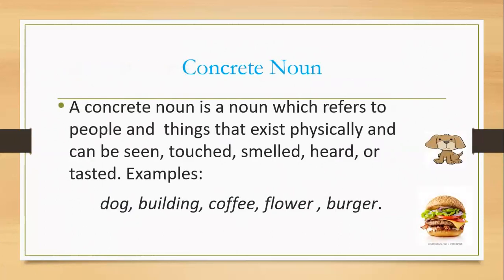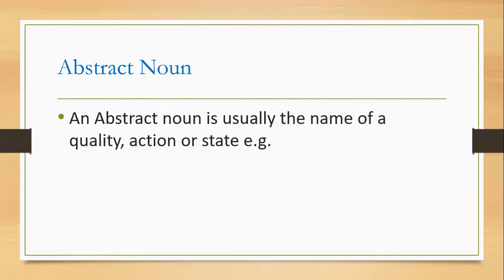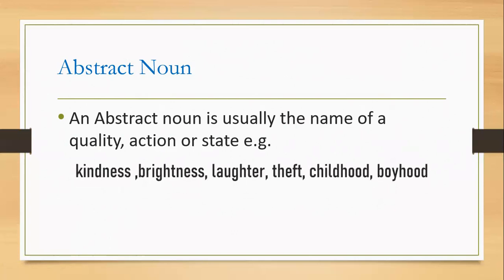We can touch it. Now move to the next slide, that is about abstract noun. Abstract noun is in our imagination. We cannot touch it. We can just feel it. It is the name of a quality, action, or state. Some examples of abstract noun are given here.